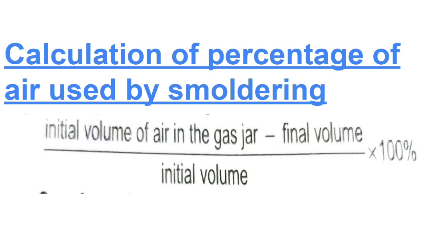In calculation of the percentage of air used by smoldering phosphorus, we shall take the initial volume of air in the gas jar minus the final volume of air in the gas jar divided by the initial volume, then multiplied by 100%.